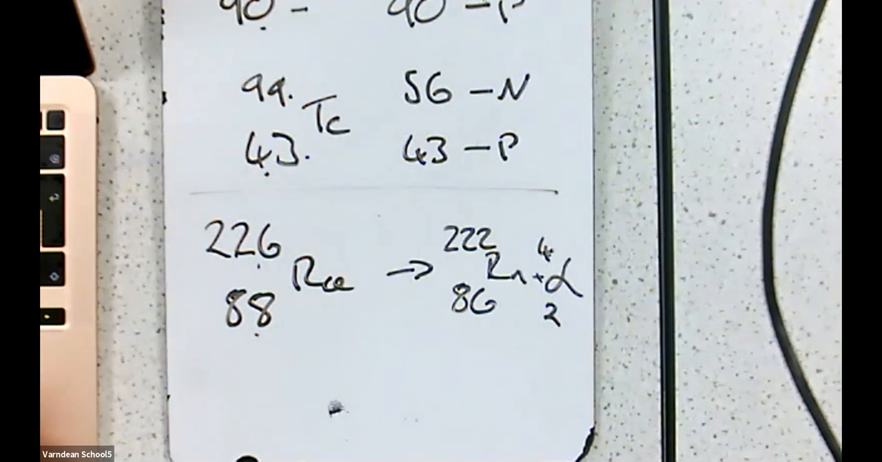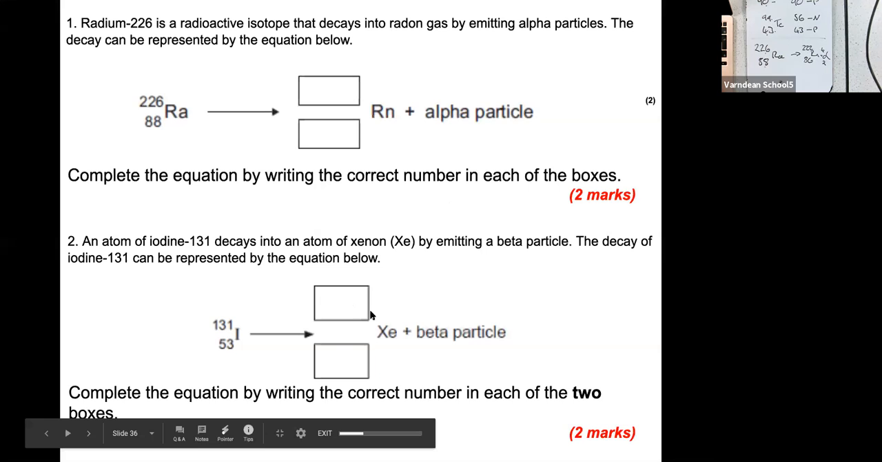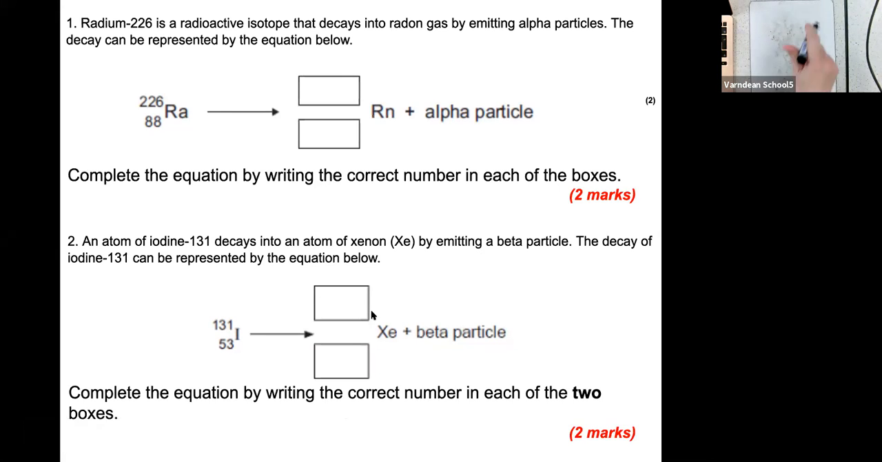Let me go back and share my screen, and we'll look at the beta one. Okay. So here is the beta one underneath. I'm going to turn my board over. Okay. And so it says I've got iodine-131, 53, and that's decaying to make, doesn't really matter, xenon plus a beta particle.